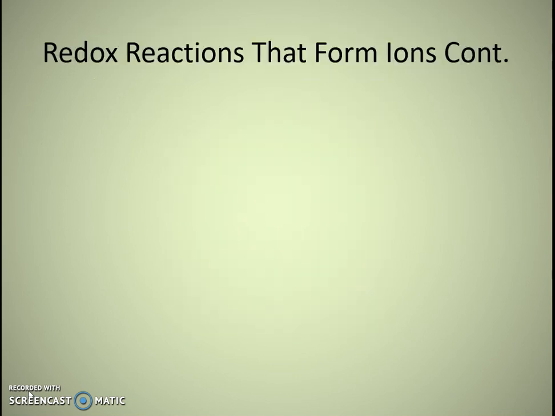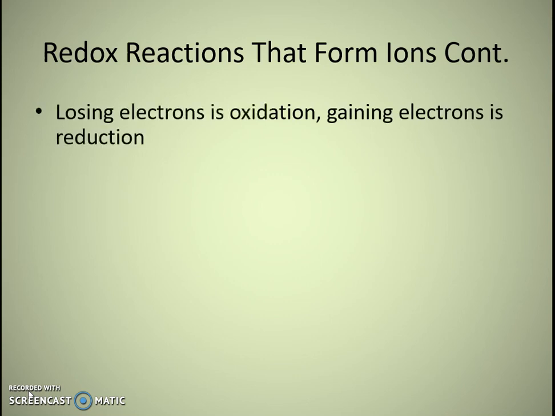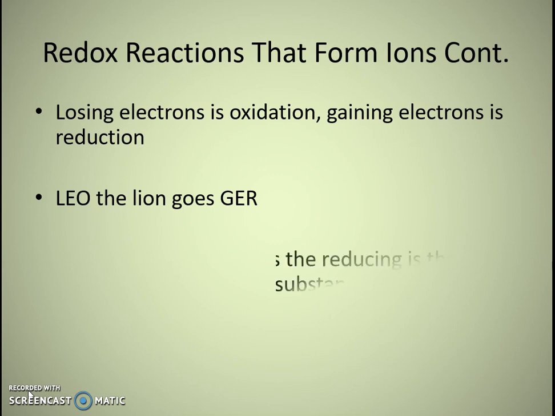So again, looking at these electrons with ions, when you lose electrons, you are oxidized. When you gain electrons, you're reduced. A nice easy way to remember this is: Leo the lion goes ger. Lose electrons, oxidized; gain electrons, reduced.